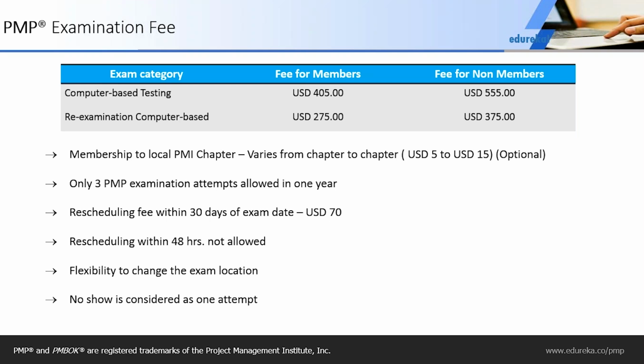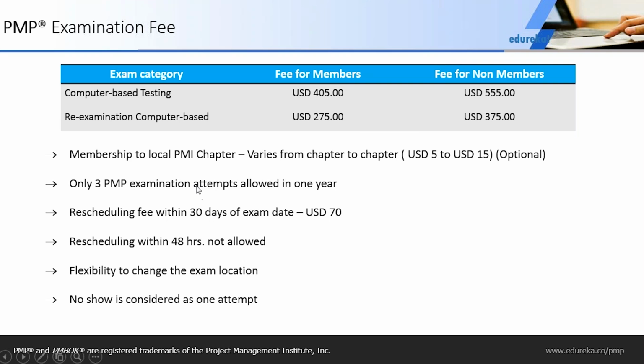Then that person can reappear for the examination after 15th October. Okay, there has to be a gap of 30 days, minimum 30 days between two attempts. And rescheduling within 48 hours of the examination is not allowed. You cannot do that. In case if you fail to appear for the examination, it will be considered as a no-show. No-show means one attempt gone. Okay, so I hope this is clear to everyone.